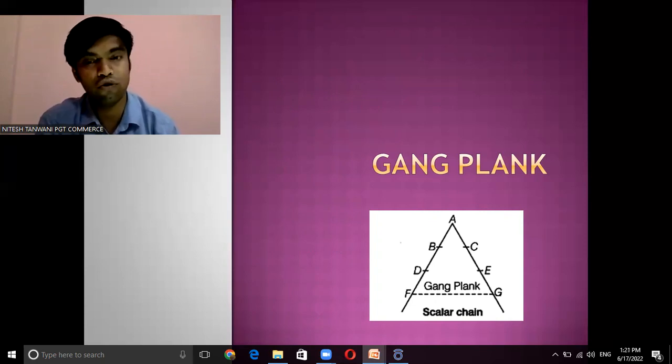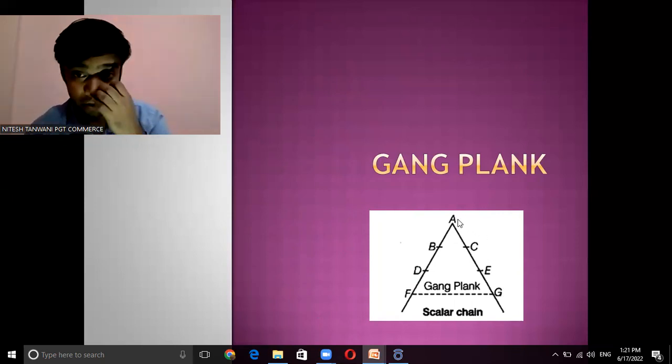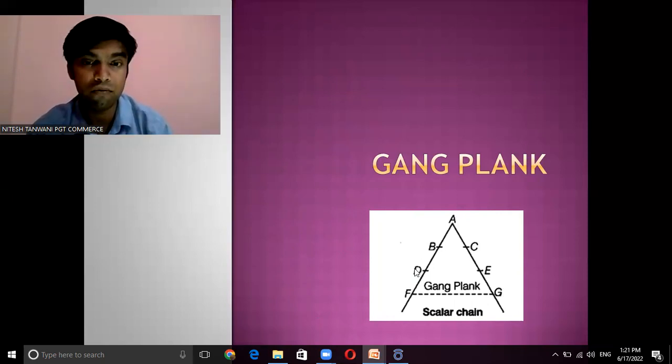chain, F has to report to D, then D has to report to B, then B has to report to A. Then A will report to C, then C will report to E, then E will report to G. Then G will reply to E, then E to C, then C to A, then A to B, B to D, D to F. It will take 4-5 days, it will take time.